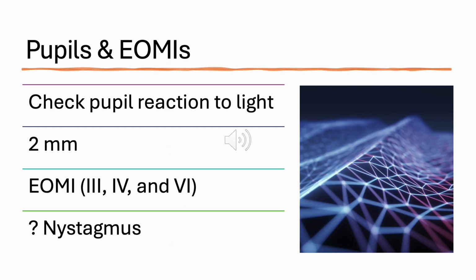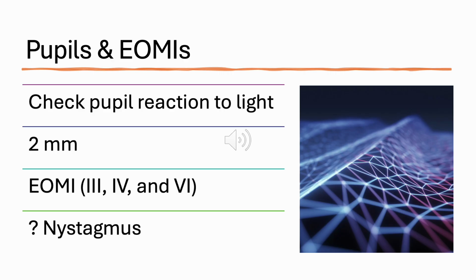Pupil reaction to light and assessing the external ocular movements is an important part of any neuro assessment. So you check the pupil reaction to light, and it should be reactive to light, and you check it directly and consensually. So direct means you check the eye that you're actually shining the light in, and consensual means you check the opposite eye, because it should move and they should be in sync. The normal size is 2 millimeters, so you want to note the size of the pupils.